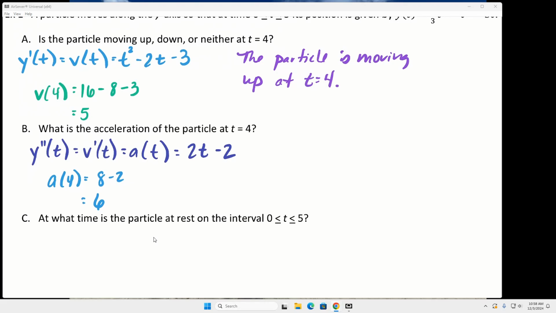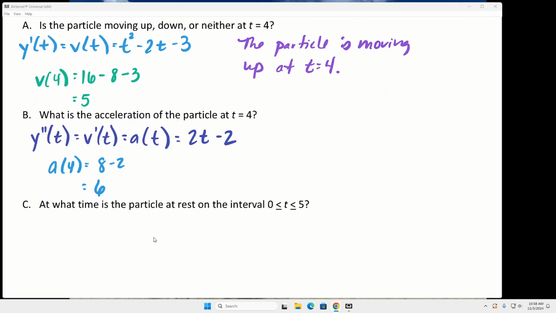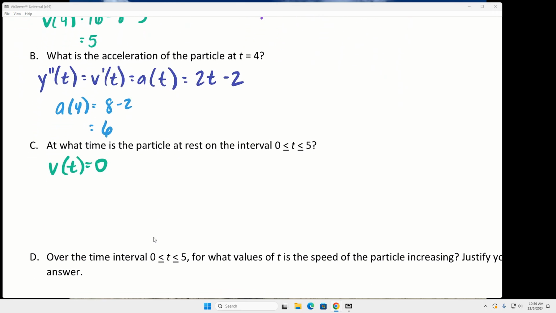Okay, and then C asks, at what time is the particle at rest? All right, so what do we need to do, and what do we need to use? Velocity, the first derivative, equal to 0. I'm writing probably more than you have to, but I want to give you guys some reminders.